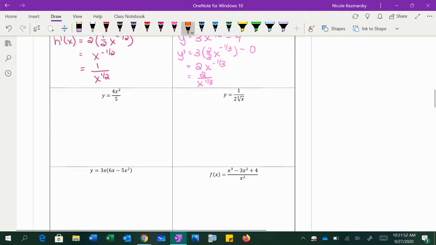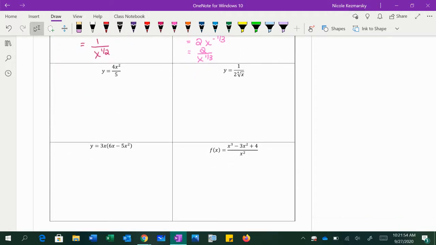For the next one, I'm going to do a little rewrite so that it doesn't look like a fraction. And I'm going to make this 4/5 x squared. So then I'm going to say y prime equals, the 4/5 stays in front. Then I have 2x to the first. 4/5 times 2 is 8/5, and the x stays attached.